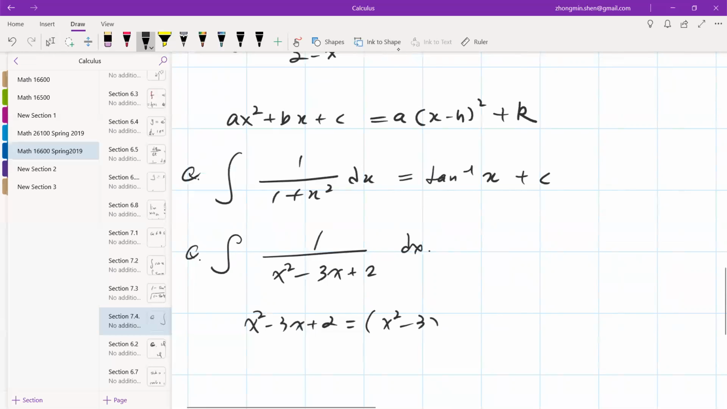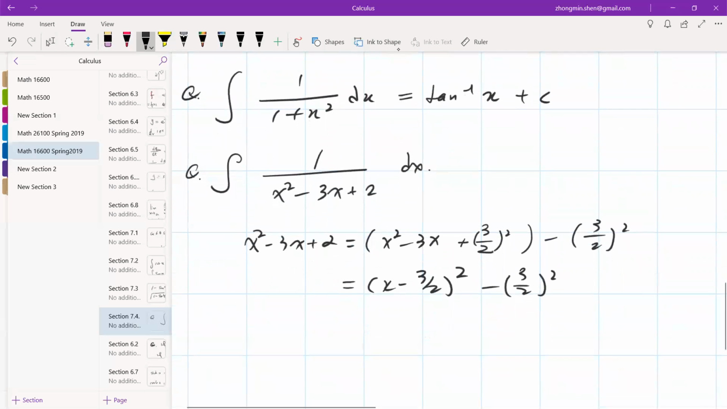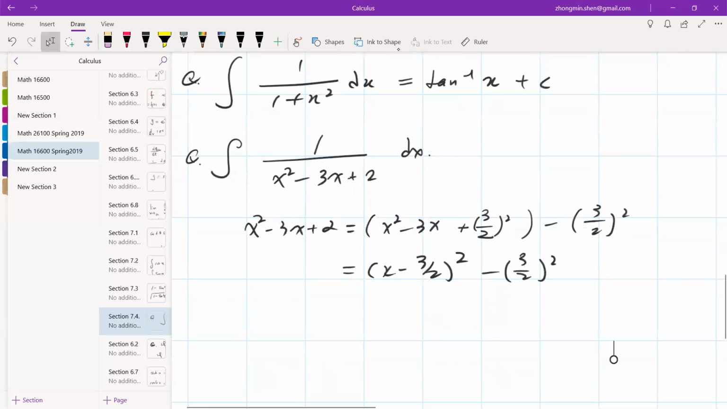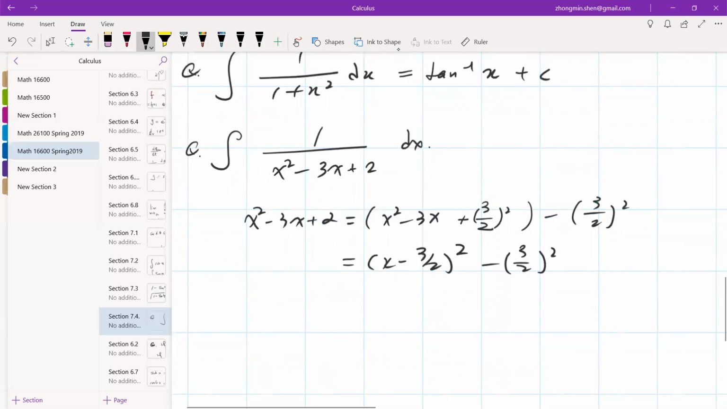So x squared minus 3x, right? You have to add the number, subtract a number, okay? And then you can combine them like x minus 3 over 2 squared minus 3 over 2 squared. Okay? So the integral becomes x minus 3 over 2 squared minus 3 over 2 squared.